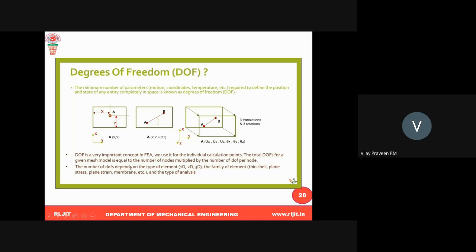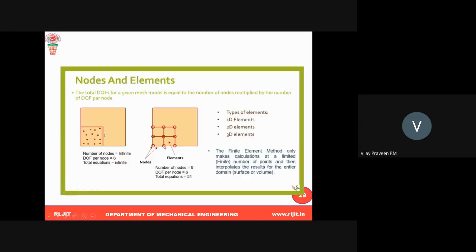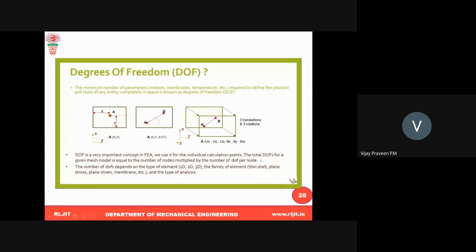The total degree of freedom depends upon the type of element, 1D, 2D, or 3D. The more 3D you use, the more degrees of freedom will come. If you use 1D, fewer degrees of freedom will come. So, the total degree of freedom for a given mesh model is equal to the number of nodes multiplied by the number of degrees of freedom per node.